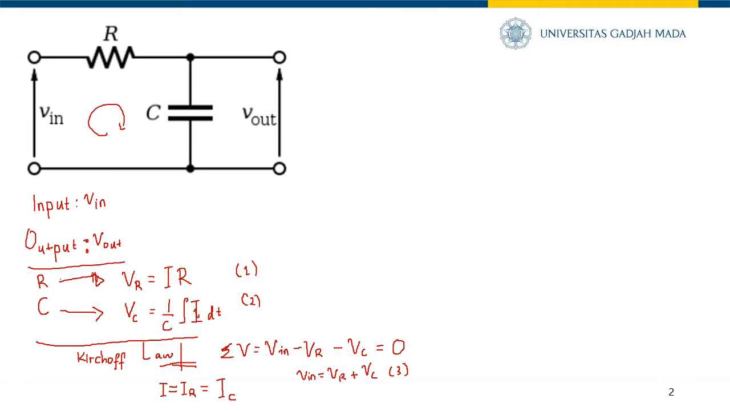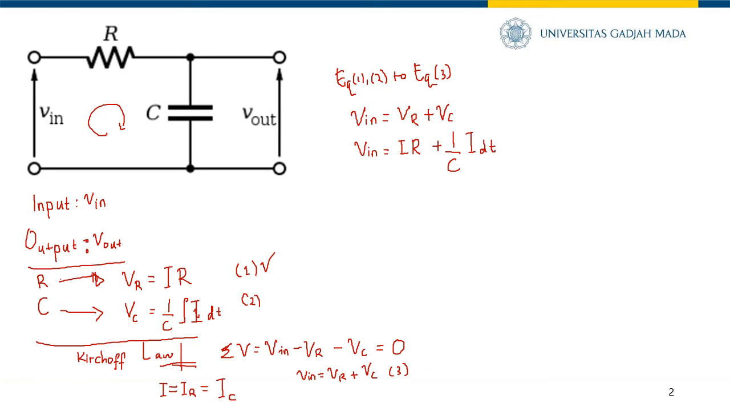After we have several equations, for equation 3, we can substitute equation 1 and equation 2 into equation 3. So let's write down again: Vin equals VR plus VC. Then for VR, we insert equation 1, so this one is IR plus VC. So we have this equation.